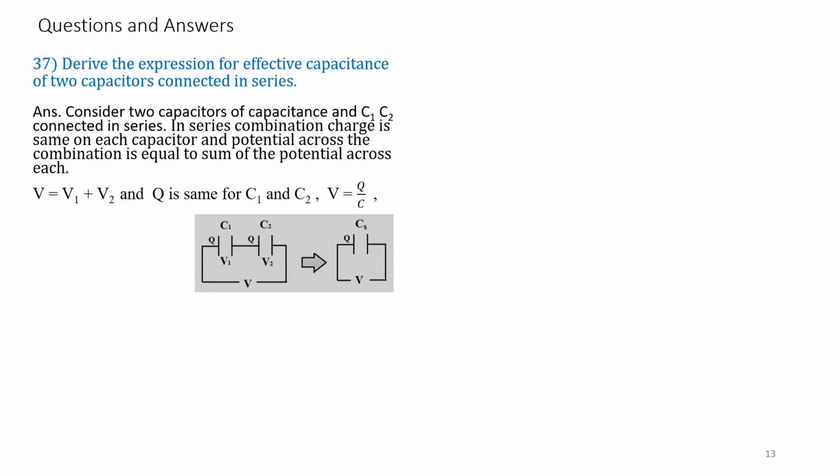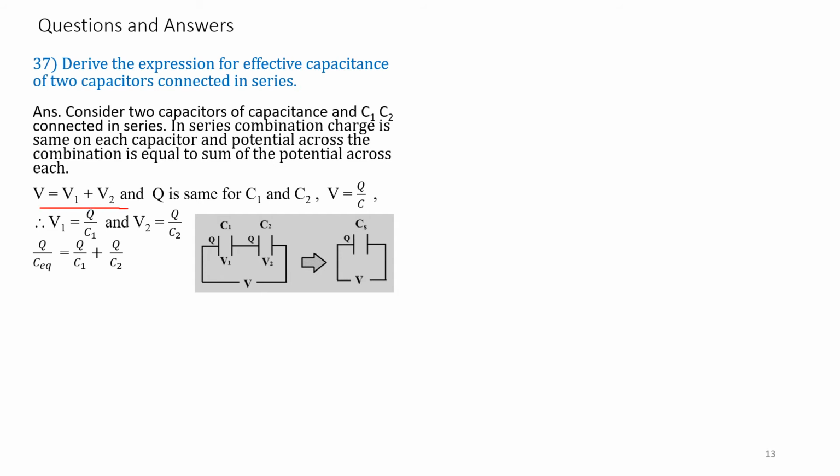So here V is equal to V1 plus V2, and Q is the same for both the capacitors C1 and C2. And we also know that V is equal to Q by C, when we calculate for a single capacitor. Therefore, V1 is equal to Q by C1, and V2 is equal to Q by C2. Therefore, the capacitance is given by substituting V is equal to V1 plus V2.